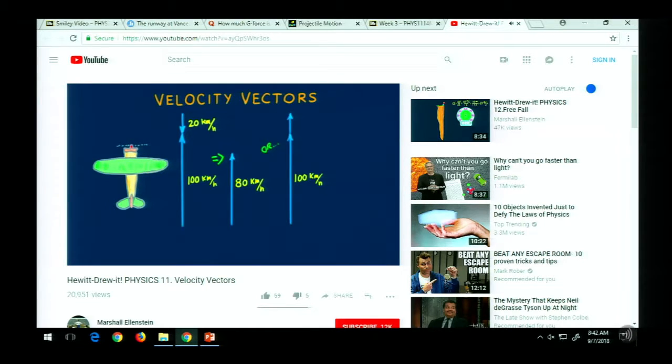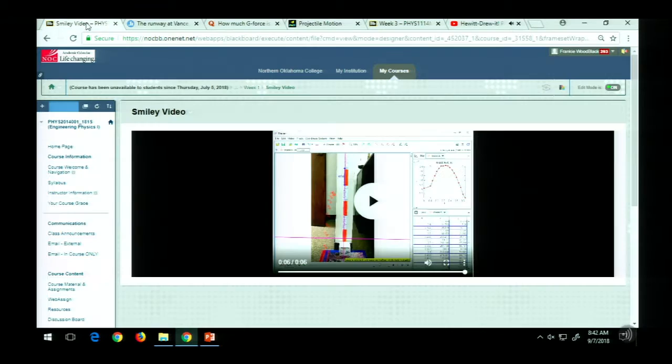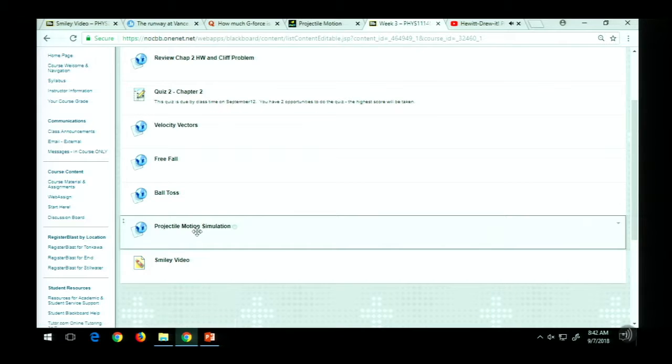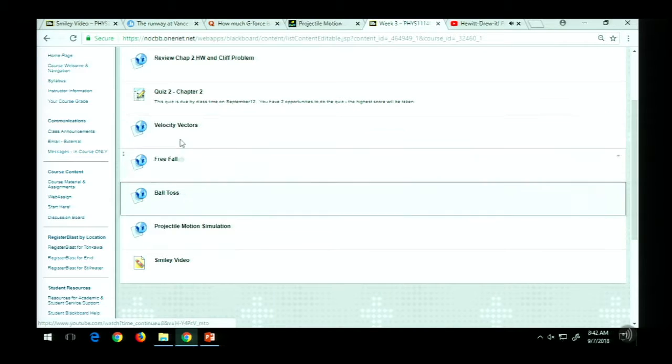So I've got the Hewitt-Druitts in there. Going back here, I've got the free fall one, where he's dropping a ball and showing the acceleration of the ball falling. I've got the vector one, and then we're about to get to the projectile motion simulation here in just a second. We'll look at that and start looking at our projectile motion. Those I've added to Blackboard so that you guys have quick access to them.